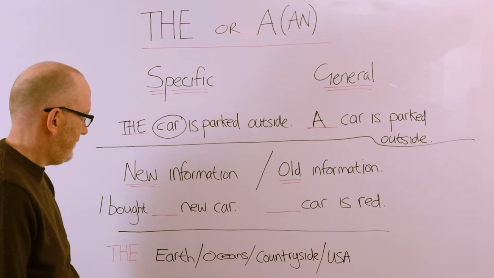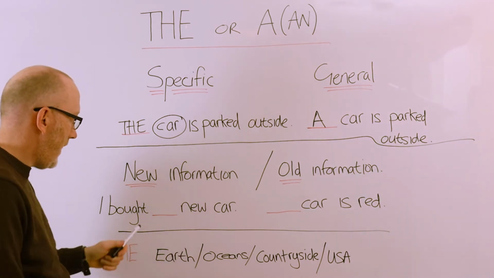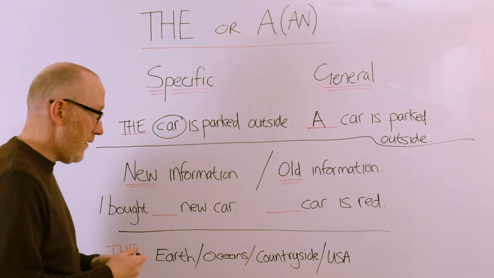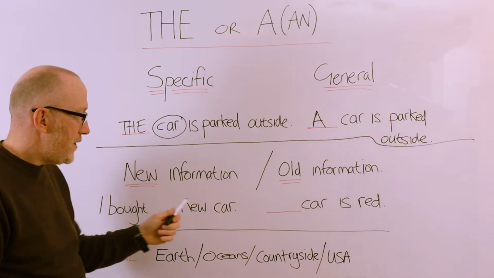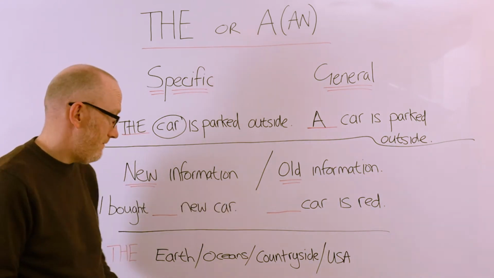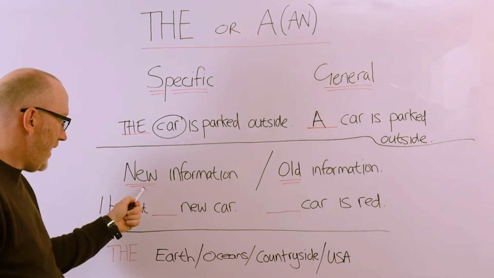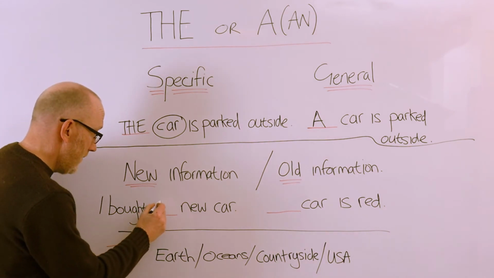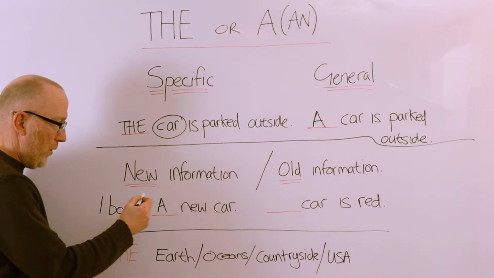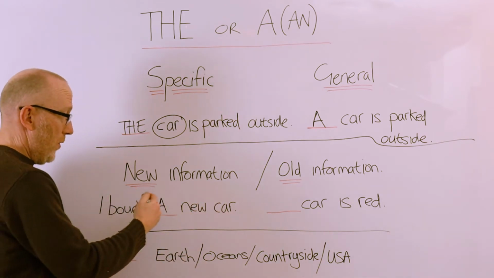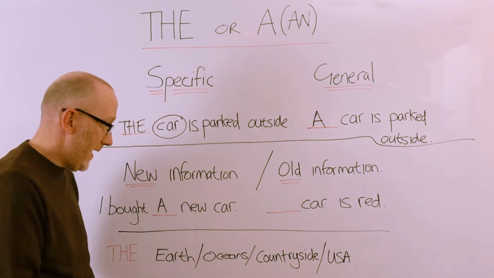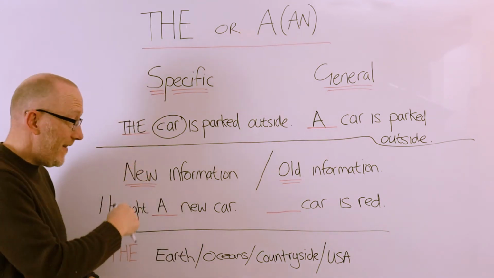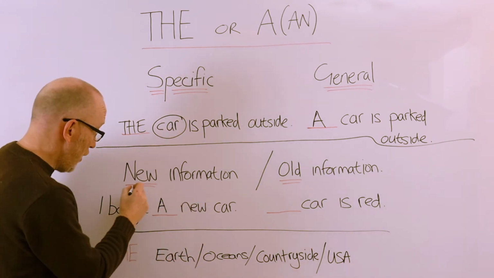Now, another thing to consider is the information that you are referring to, the noun that you are referring to. Is the noun new information or old information? If the information is new, then you have to use the article a. I bought a new car. I am introducing a new car. It's not the new car, it is a new car because it is new information.